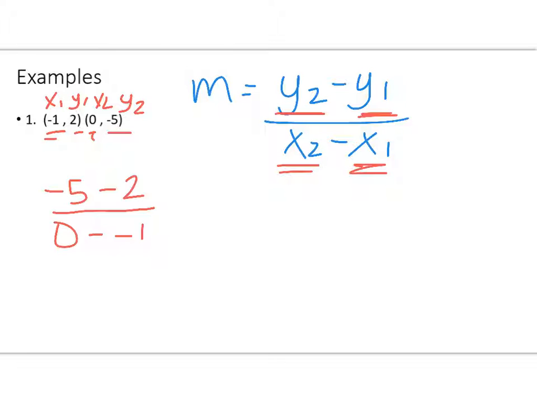Subtract the top, subtract the bottom, simplify, reduce your fraction, and you'll have your answer. So -5 minus 2 in the numerator would be -7. 0 minus -1, these two negatives really make a positive, so 0 plus 1 is 1. So your slope is -7 over 1, and that divides evenly to give you a slope of -7. So plug in, subtract your y's on top, subtract your x's on bottom, and then reduce at the end.